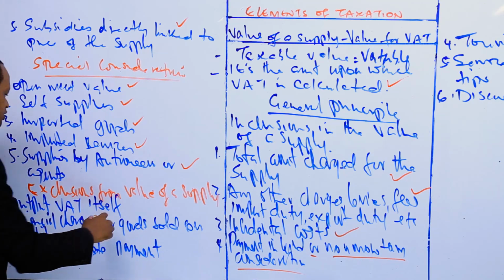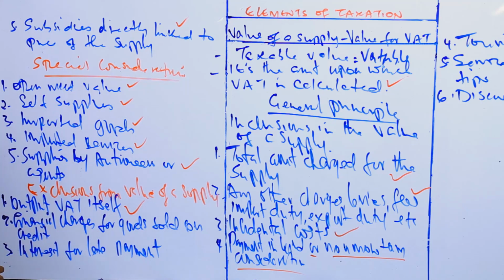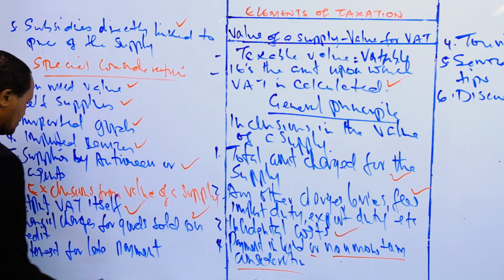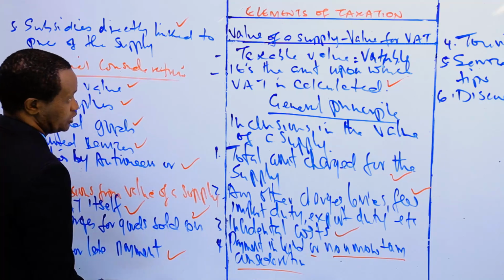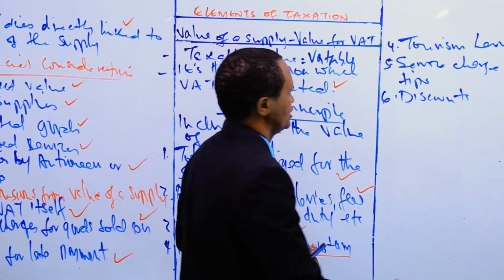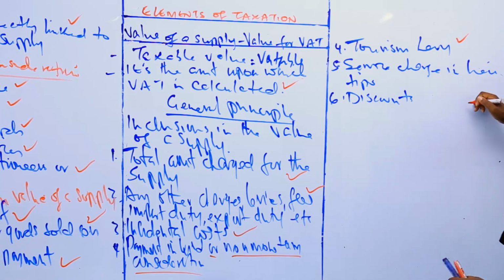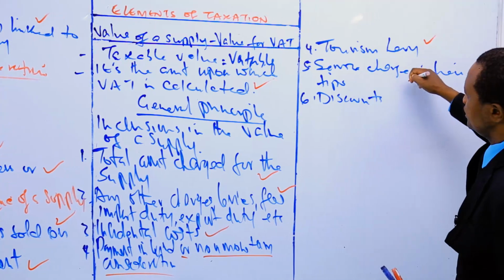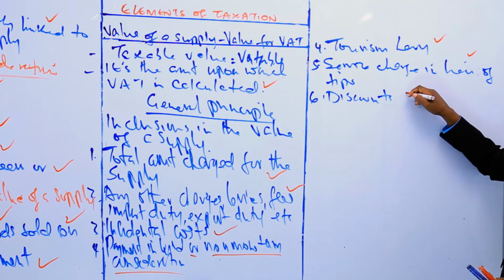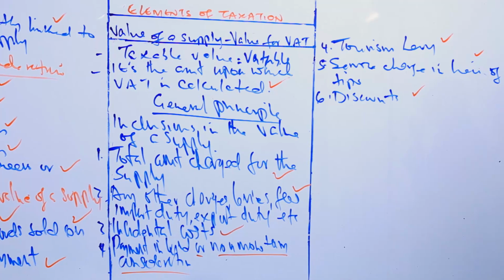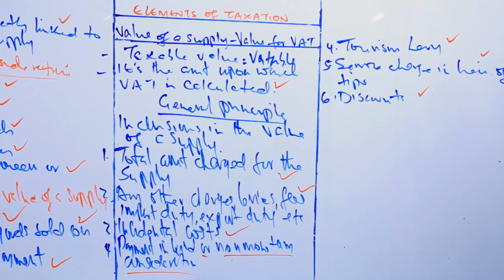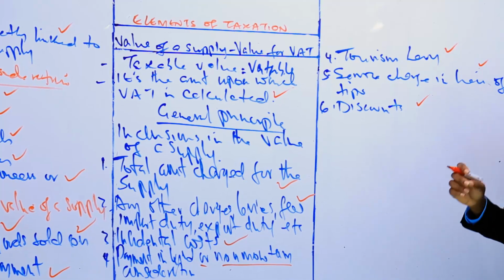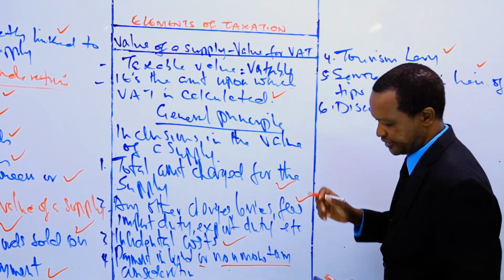One is the output VAT itself. Number 2, we have financial charges for goods sold on credit. Number 3, interest for late payment is excluded. The tourism levy is excluded. The service charge in lieu of tips in hotels and restaurants is excluded, and discounts. So candidates, it is very important to determine the correct value of a supply.